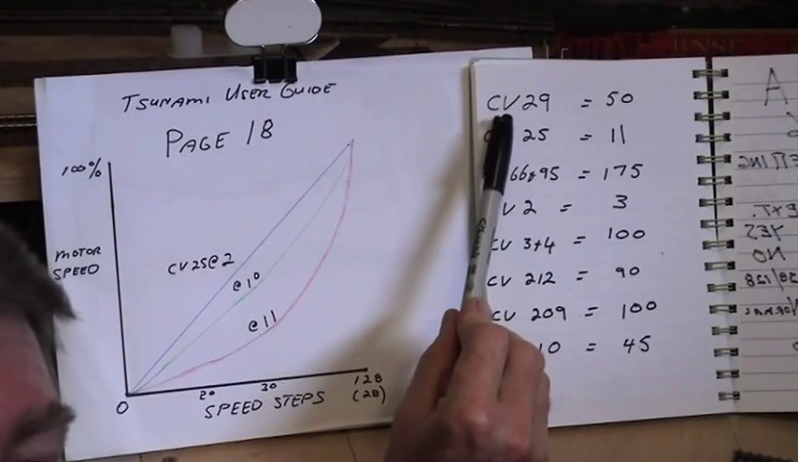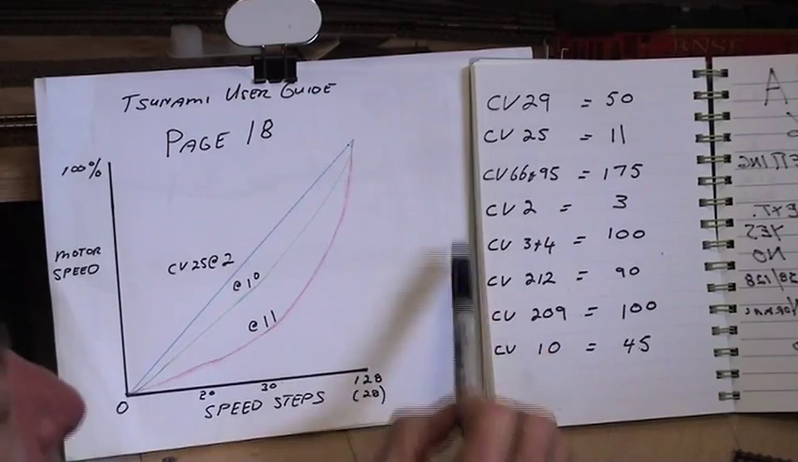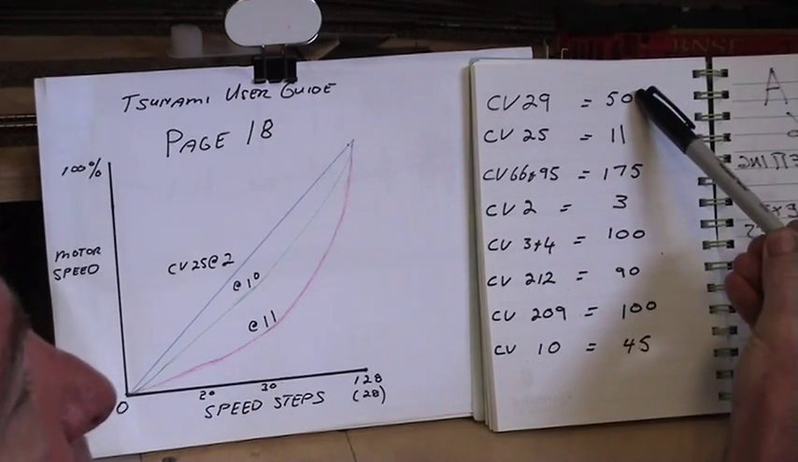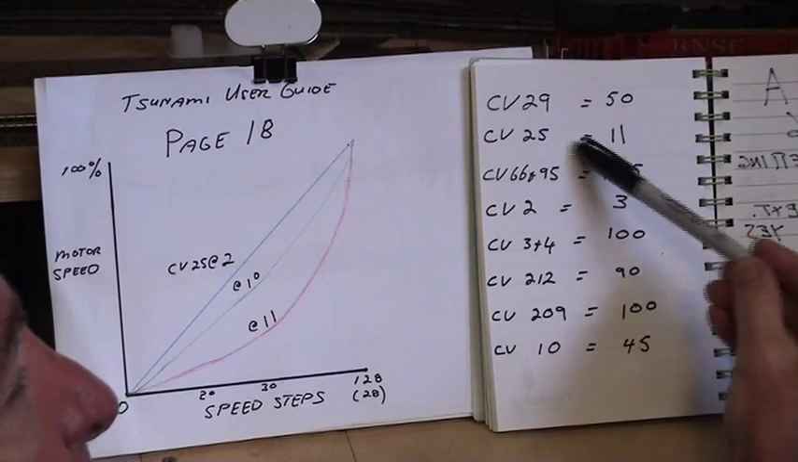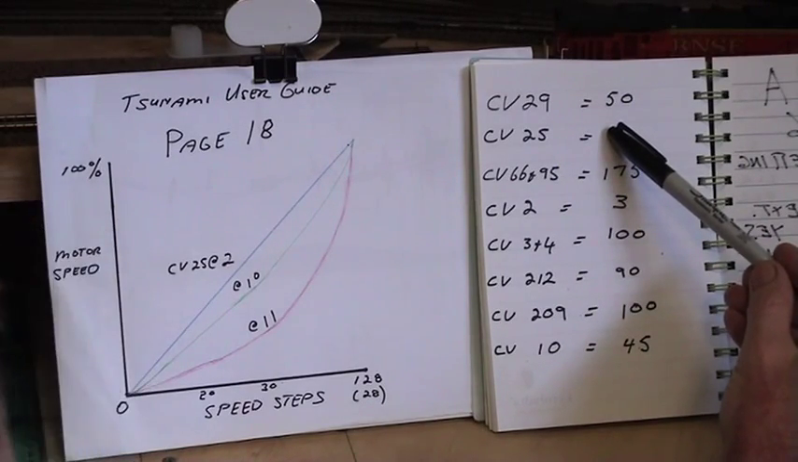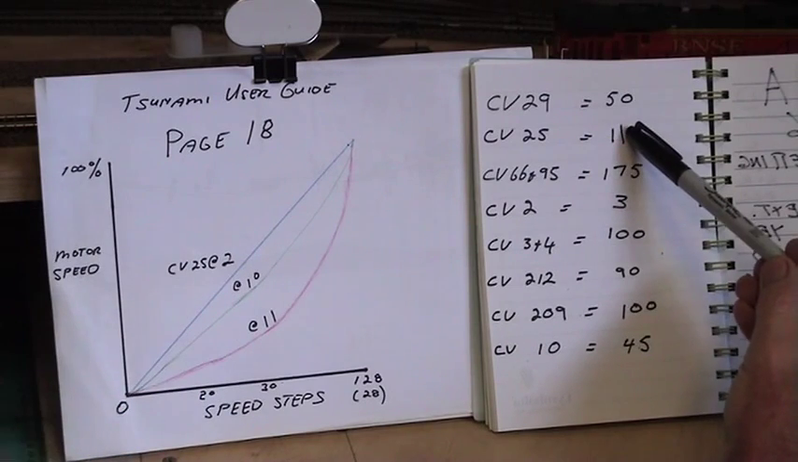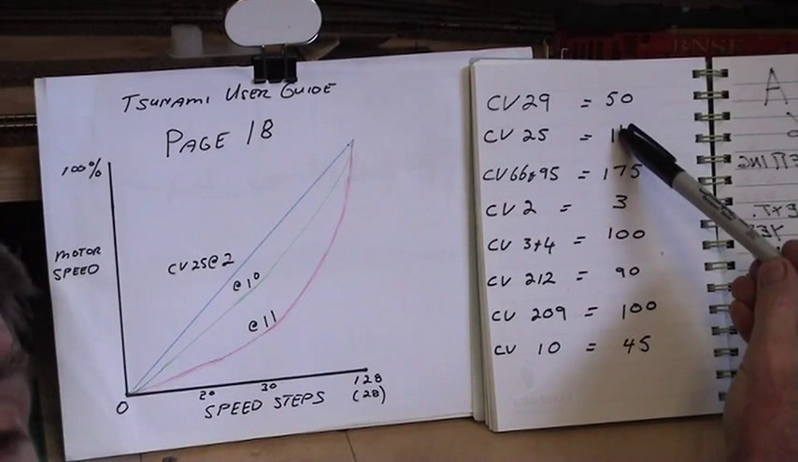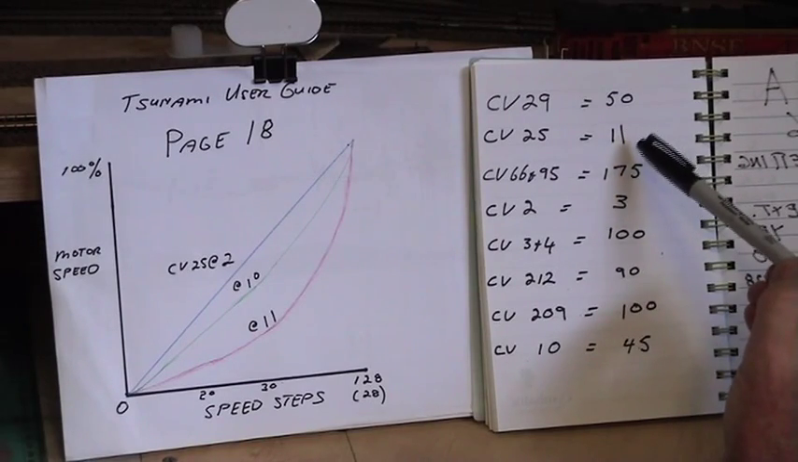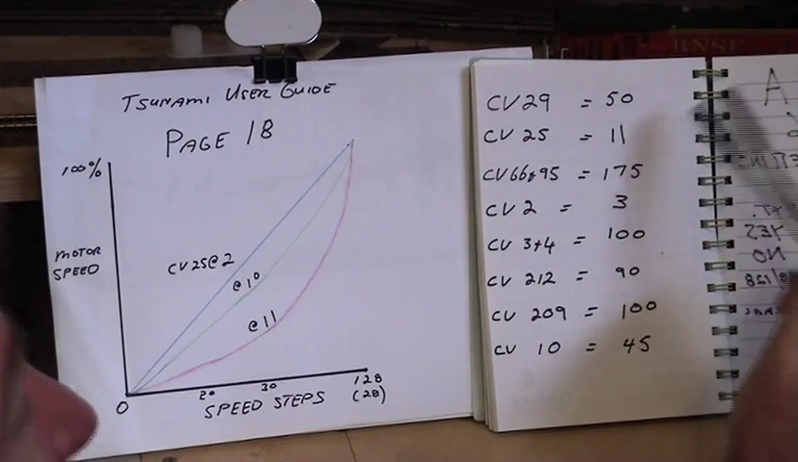Now you can see here by our new values that some things have changed. Of course, we've unlocked our speed table, CV29 to 50. We've chosen a new speed curve. Instead of CV25 being 2, which is our standard linear speed curve, we've gone to 11, which is the second exponential speed curve. The bottom one on the graph, if you're looking at it.